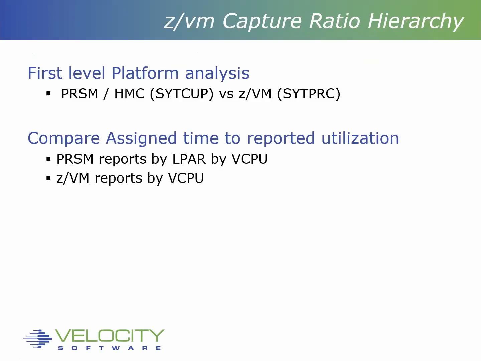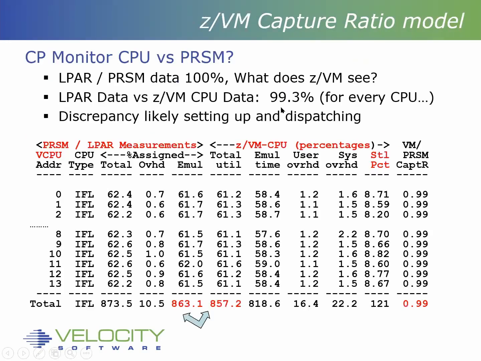So first level analysis, we have the LPAR PRISM. Then we have the secondary. We have what's going on in VM. Then we have which is at the processor level. And if we want to compare those, I did a comparison just to look at what came out of the LPAR.